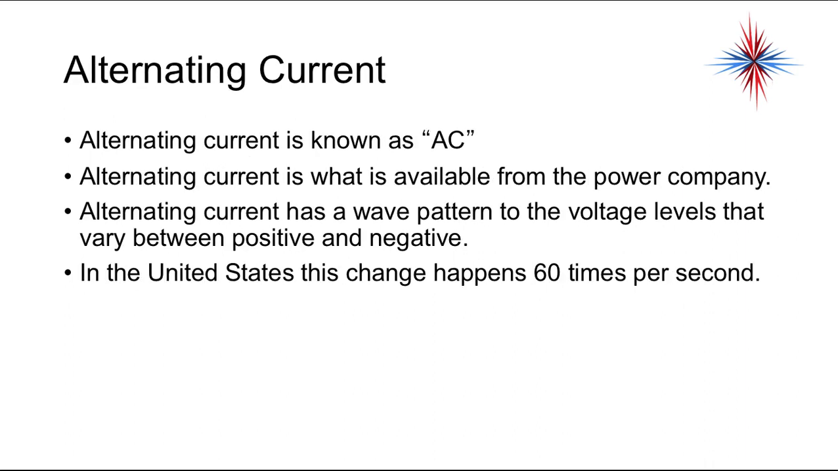Alternating current is known as AC. Alternating current is what is available from the power company. Alternating current has a wave pattern to the voltage levels that vary between positive and negative. In the United States, this change happens 60 times per second. So we say we have an alternating current, 60 hertz, which says it alternates between positive and negative 60 times per second.